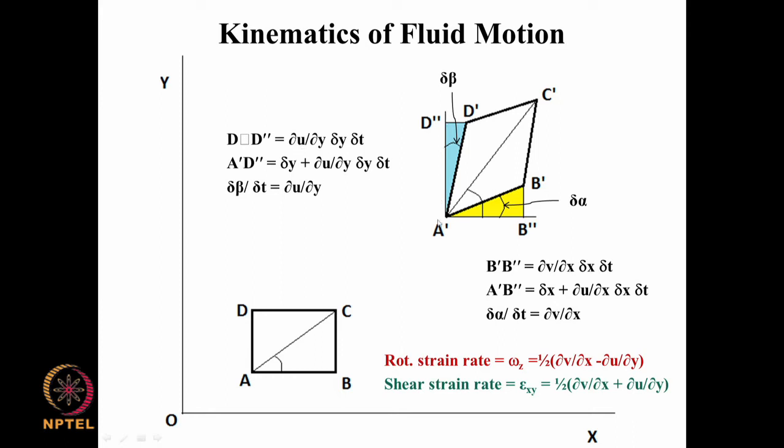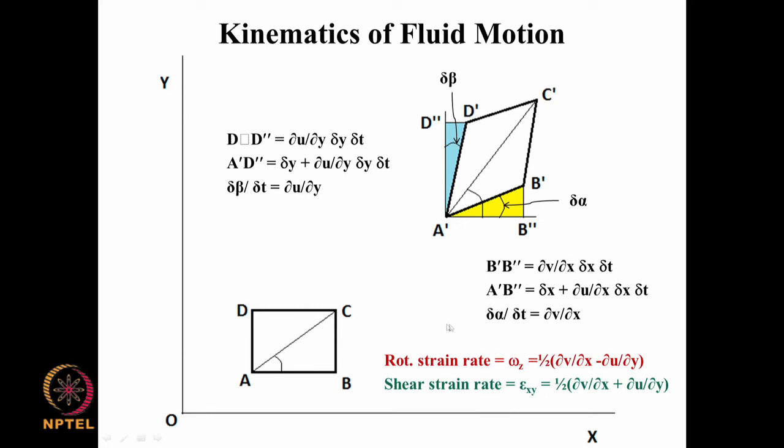And similarly, this distance a prime d double prime is the original distance plus ∂u/∂y times delta t. Okay, so this should be ∂v/∂y, not ∂u/∂y, times delta t, and this is again in the limiting case of delta t tends to 0, this is equal to delta y, and therefore, delta b by delta t, the rate at which this is going in this direction is given by ∂u/∂y.